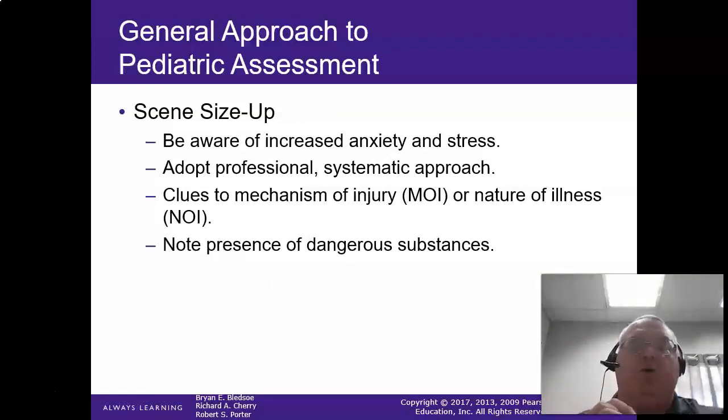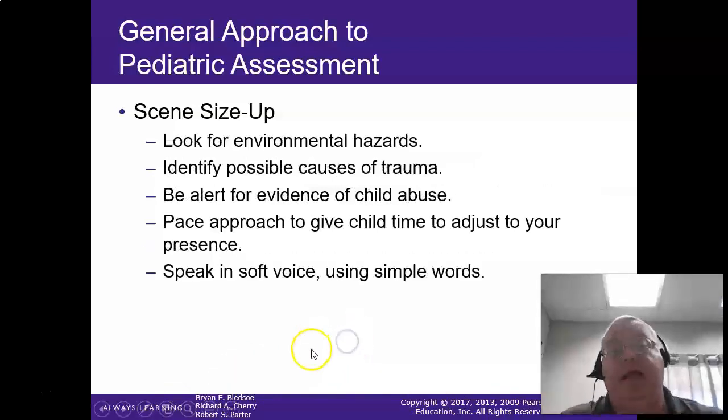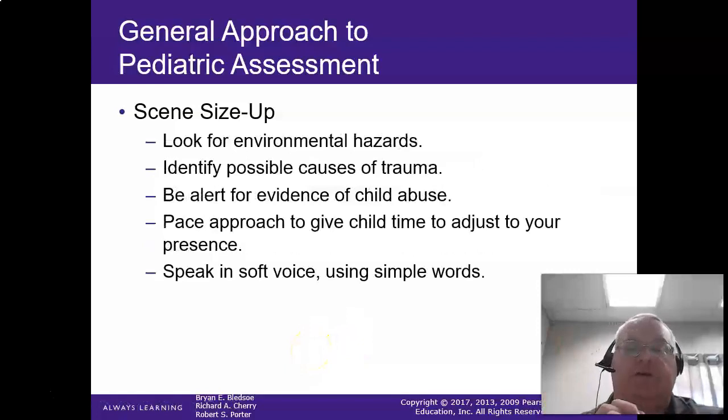Again, look for clues of what caused the problem, the mechanism of injury or the nature of the illness. And again, note the presence of any dangerous substance. Pennies lying on the floor, medication bottles that are opened and should not be, because they think that they're Flintstones. Or there's a whole thing of Flintstone gummies that are now missing. That's probably a good idea. Look around the environment, check for signs of trauma, look for evidence of child abuse on these guys. Objects being used that just happen to match the bruise would be good.